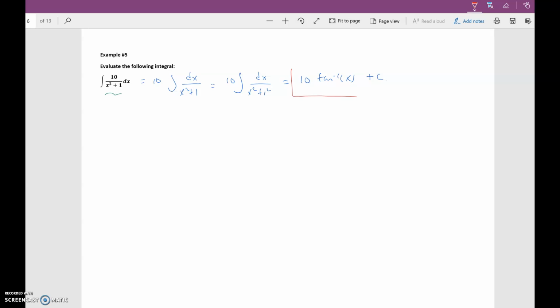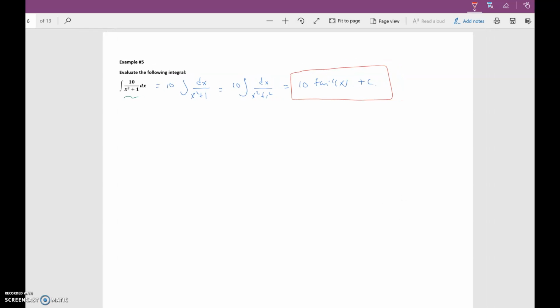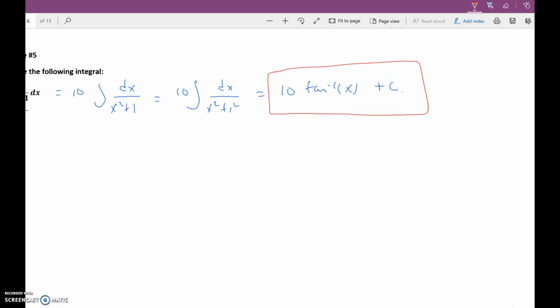So you have to be a little bit careful. Some of these problems are going to show up where it may appear that we need to do something else, but it's already in the form of the tangent ones, or any of the inverse ones as well.